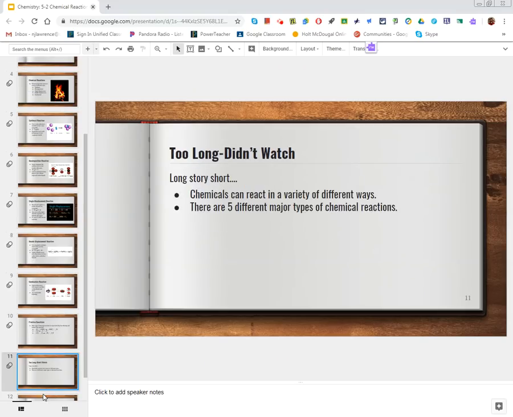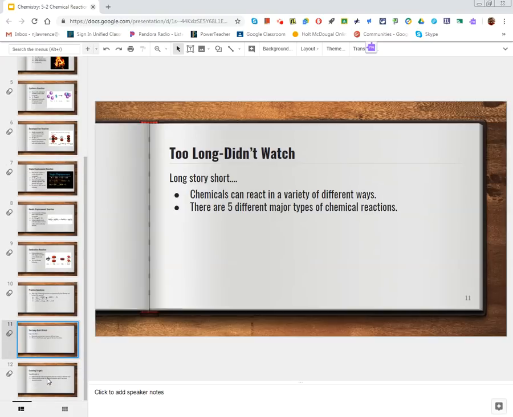Quite an easy video today. What you should have picked up is that chemicals can react in a variety of different ways. There are 5 different major types of chemical reactions, and you have to start to be able to identify those based on their chemical equations.